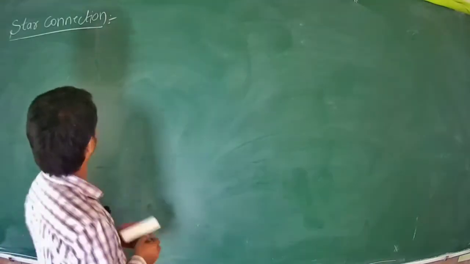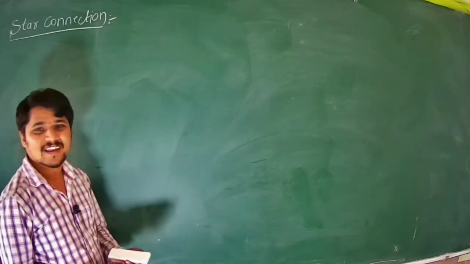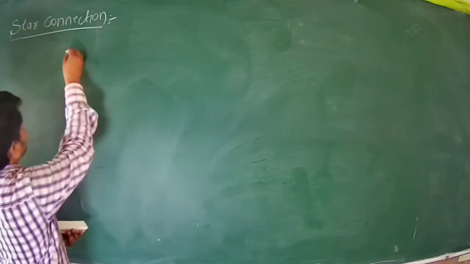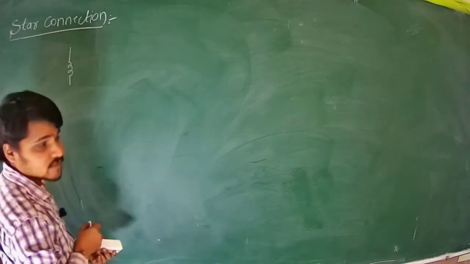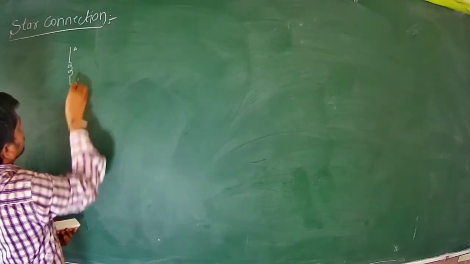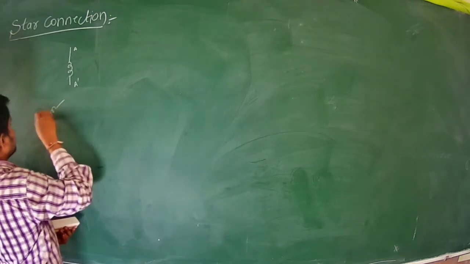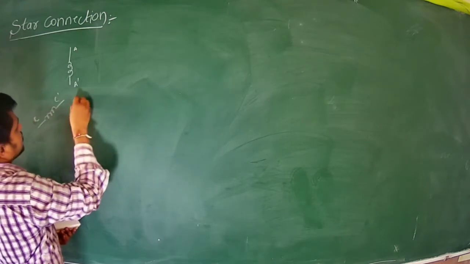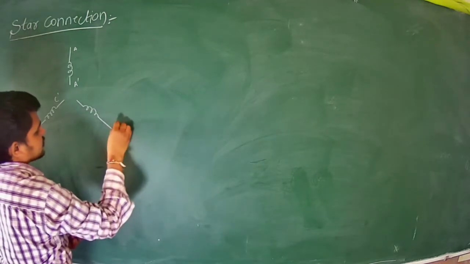So we know that the star connection means, if we connect the like terminals at a point, then that leads to the star connection. Now let us say this is one of the phases, A dash, and this is another phase, C dash. Now this is another phase, B dash.